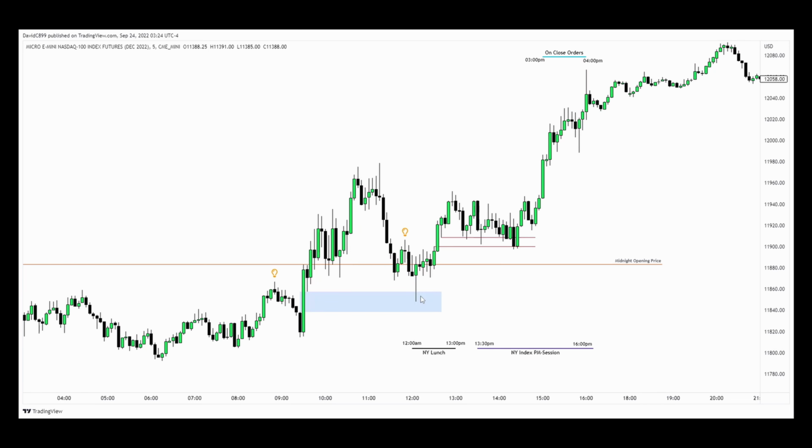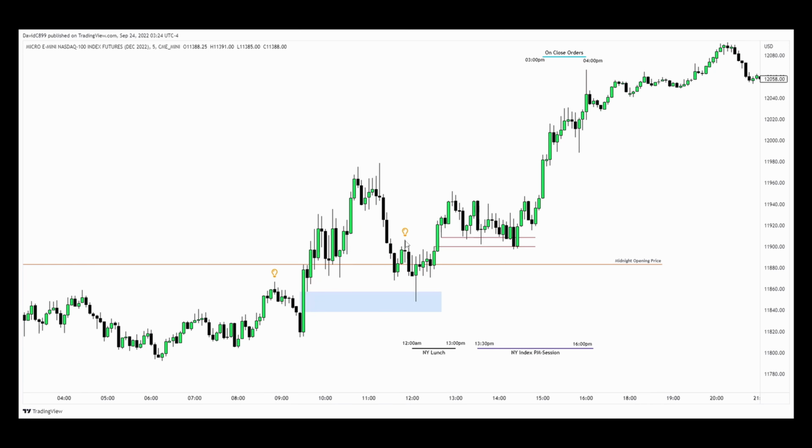Notice that this trade is during the New York lunchtime, which is from 12 to 13. And during lunchtime, I personally don't want to participate in the market because I'm looking for high potential setups during the New York Index morning session or the New York Index afternoon session. So in this case, there was this high potential setup in the afternoon session.